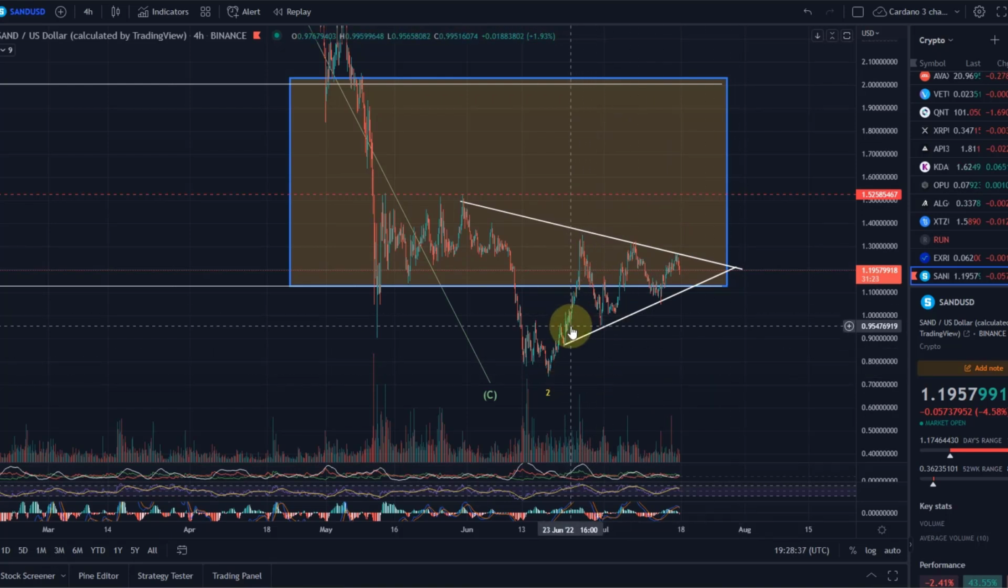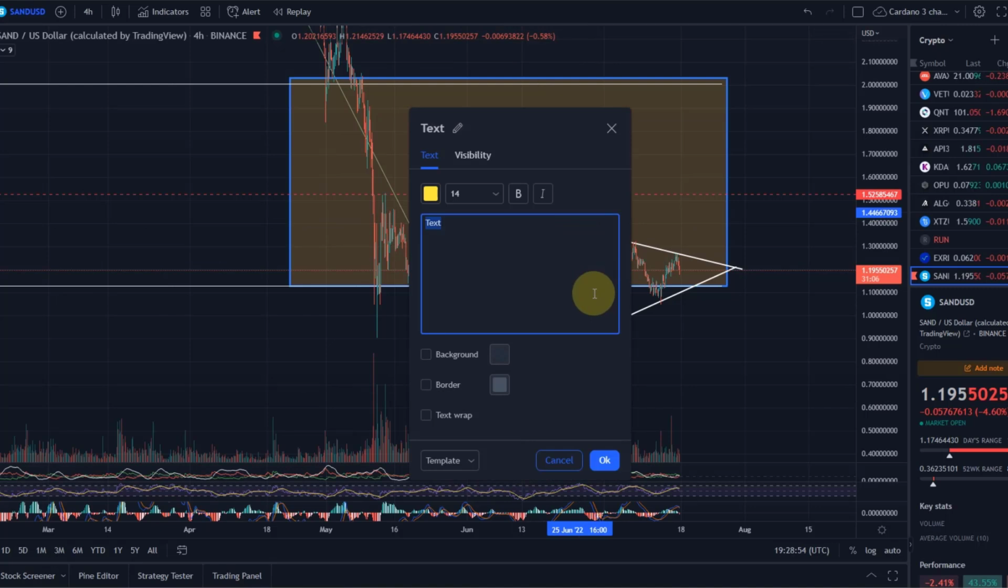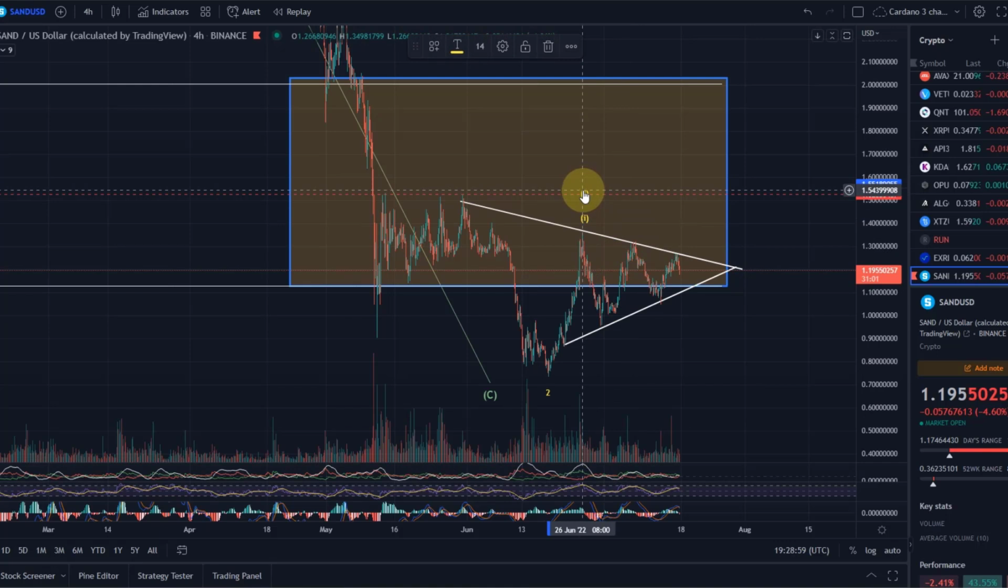To make the case for that, we need to hold 95 cents and better move above this descending trend line. That would be good confirmation here. And how can we count this from an Elliott wave point of view? If we assume the low might have been in here, then it is very similar to what we currently see on many other altcoin charts. So I have to be honest with you, there is not much different.